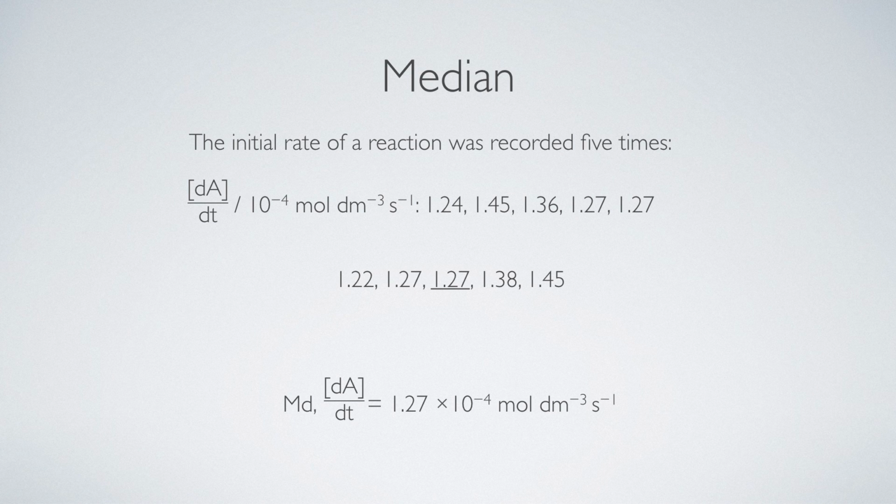I've lined them up in increasing order, and my middle value here is my median, 1.27 times 10 to the minus 4 per molar per second. If I have 2 values in the centre, so I have an even number of data sets, I take the average, the mean value between the 2 of them, rounding appropriately.